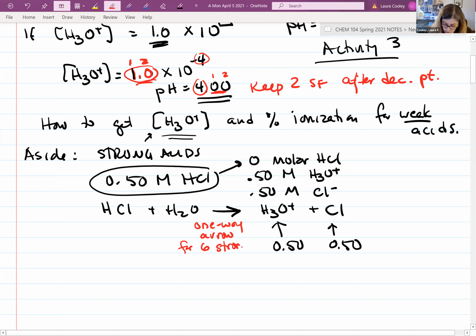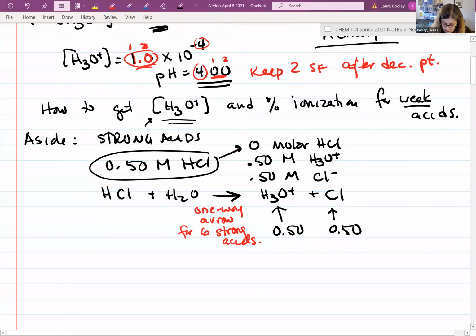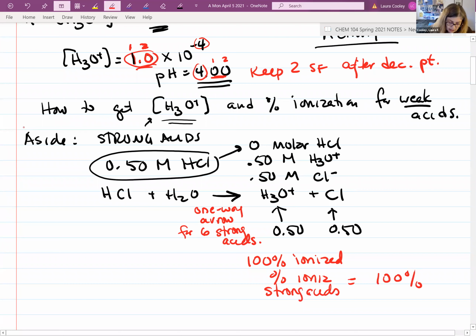for the 6 strong acids, which if you don't remember what they are, you could look at the first page of the activity sheets and it tells you. So that would mean that basically this is 100% ionized or dissociated. And so the percent ionization for strong acids is always going to be 100%. So that's what it is for strong acids.